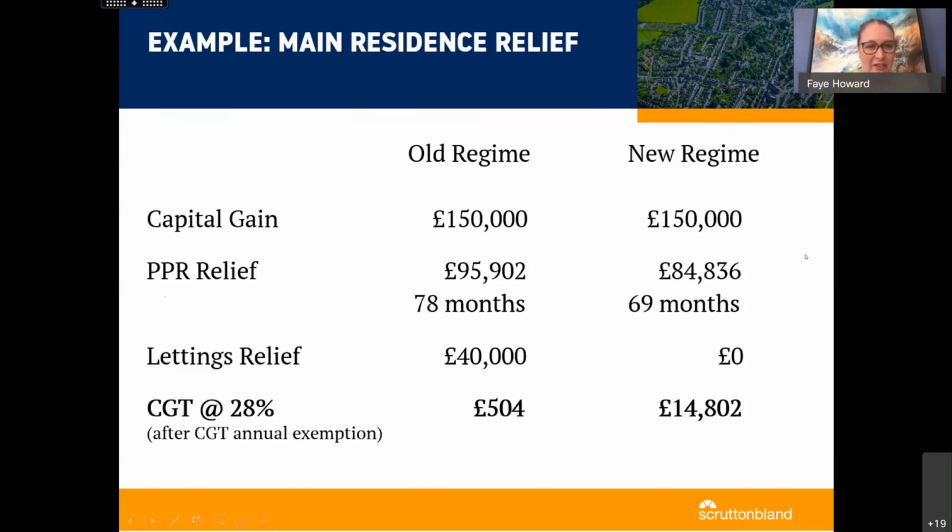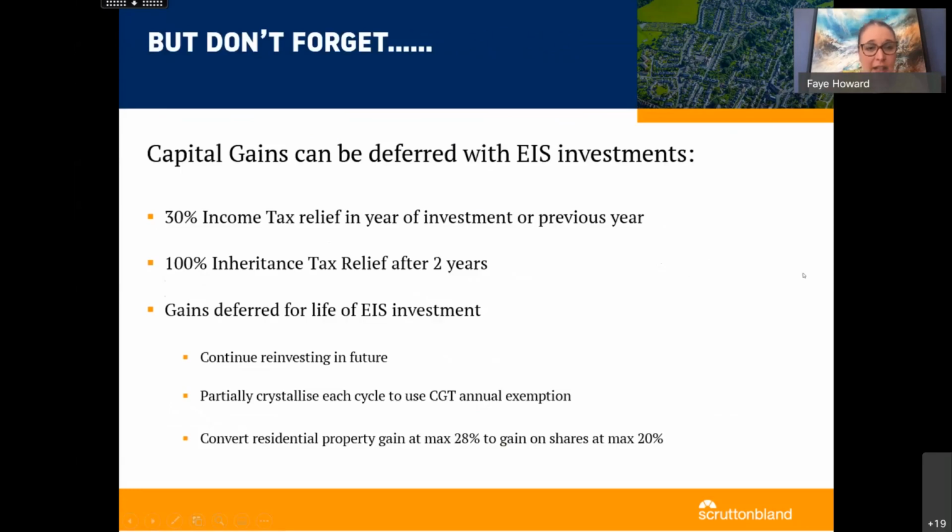Now, you're possibly sat there thinking, why on earth are you telling us this? Because it's too late to do anything about private residence relief and lettings relief. And you're right, it is too late to do anything about those particular reliefs. However, there are still options for reducing the amount of capital gains tax payable and indeed deferring it. And essentially, this can be achieved with the use of EIS, or Enterprise Investment Scheme, investments.